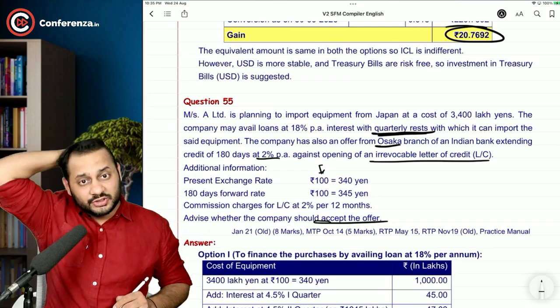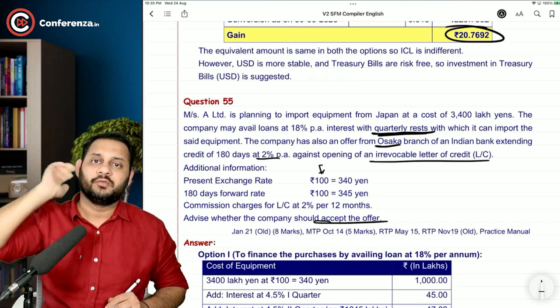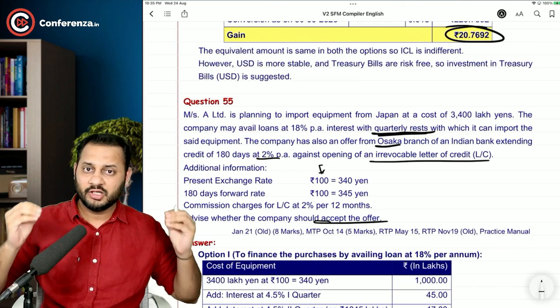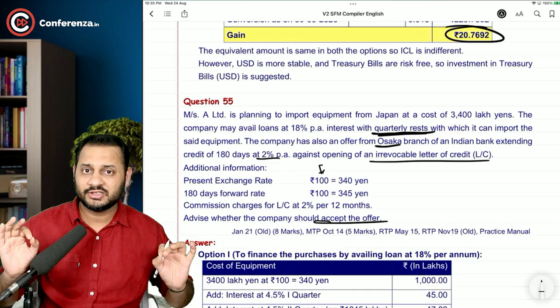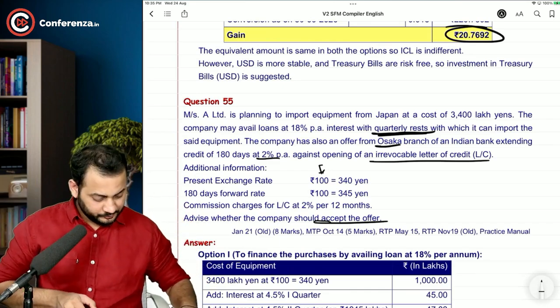So there are two options to finance this machine. You have to find out the total cost in both the options. In whichever option the cost is lowest, you will go with that. Okay.